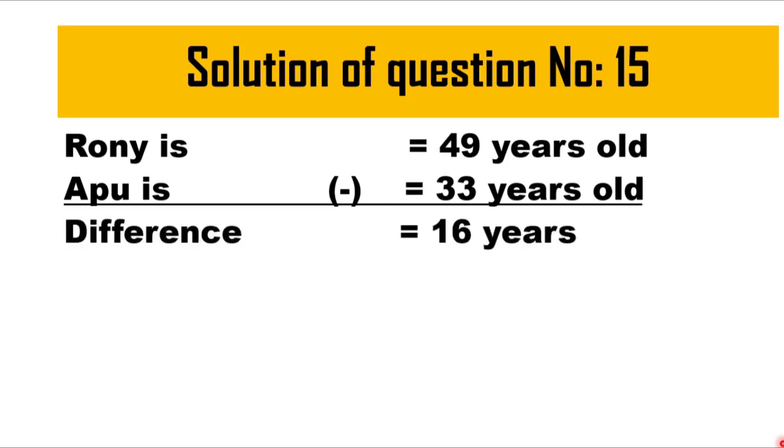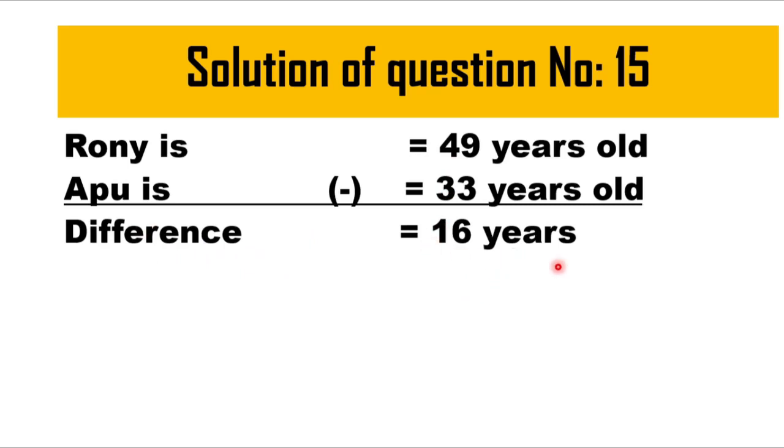Dear students, you can ask me why I write this minus sign here. I mentioned that because it is a problem of differentiation, it is a math of subtraction, and that is why you should write a minus sign here. So how can we get this 16 from here? You know that 9 minus 3 is equal to 6, and then 4 minus 3 is equal to 1. So the difference of this question will be 16 years.